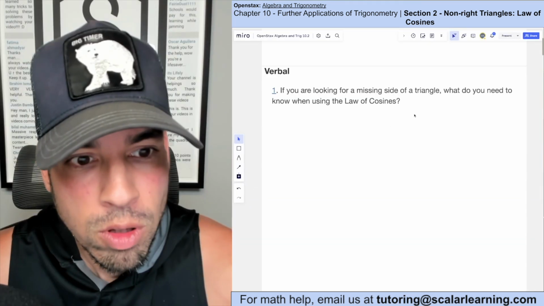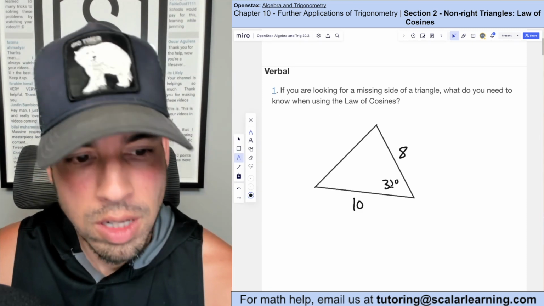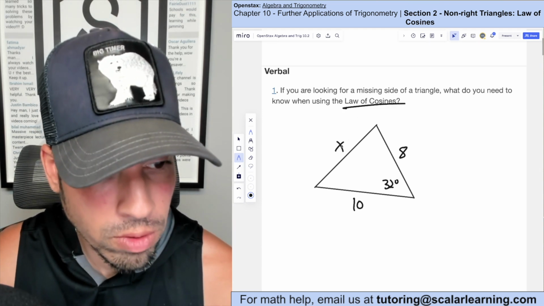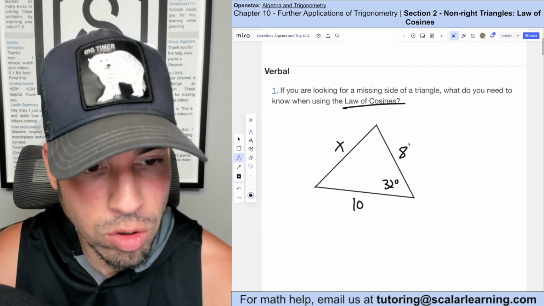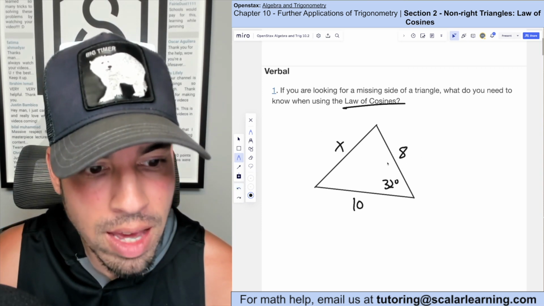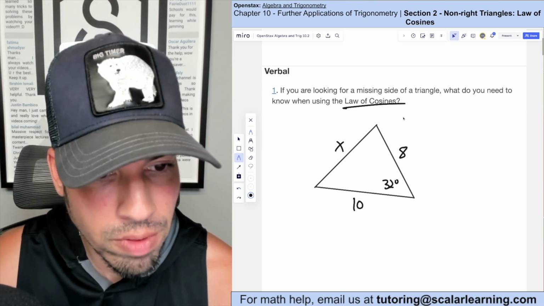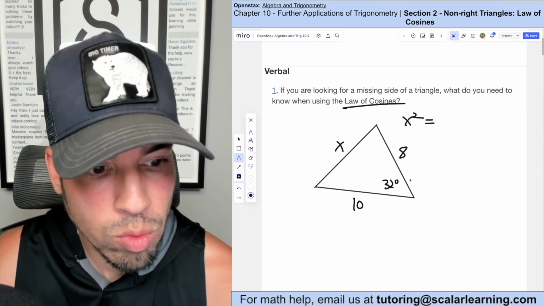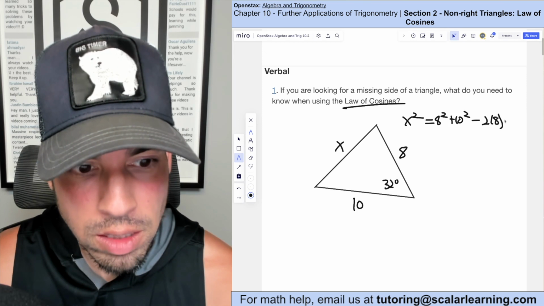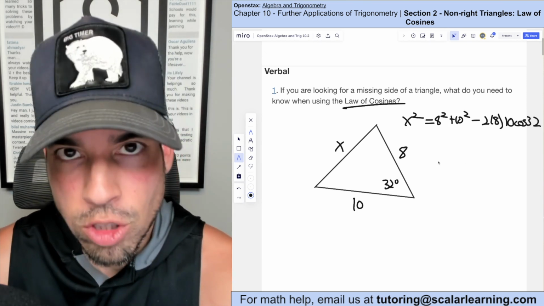Let's do it. If you're looking for a missing side of a triangle, what do you need to know when using the law of cosines? Here's an example of a triangle that's set up to use the law of cosines to solve for this side, x. This is the one unknown. We have a side, then an angle in between, and then a side. When we have that, we can use the law of cosines: x squared equals 8 squared plus 10 squared minus 2 times 8 times 10 times cosine of 32. That's how you'd set it up.